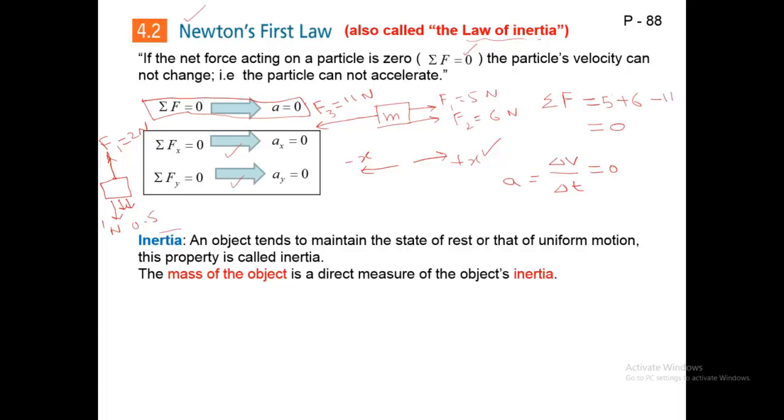Now, what is inertia? An object tends to maintain, to keep its state of rest. If the object is at rest, it will try to stay at rest. It will resist, it will oppose any change to move it. Or, likewise, the state of uniform motion. If it is moving, it will again resist, it will oppose any attempt to bring it to rest. This is called inertia.